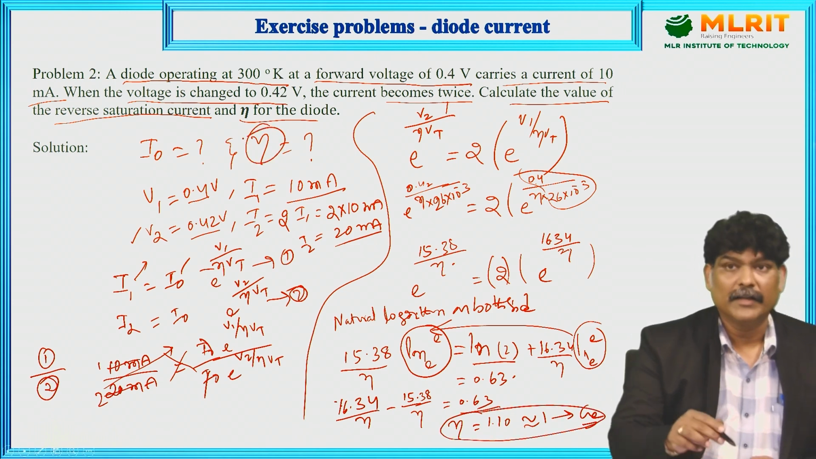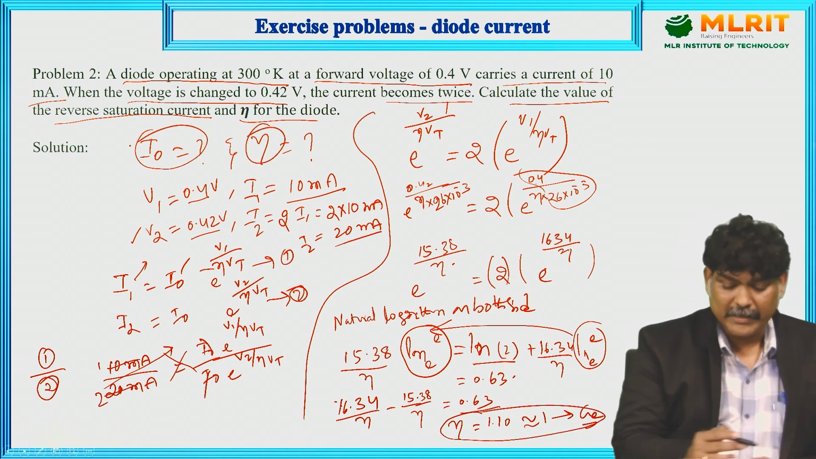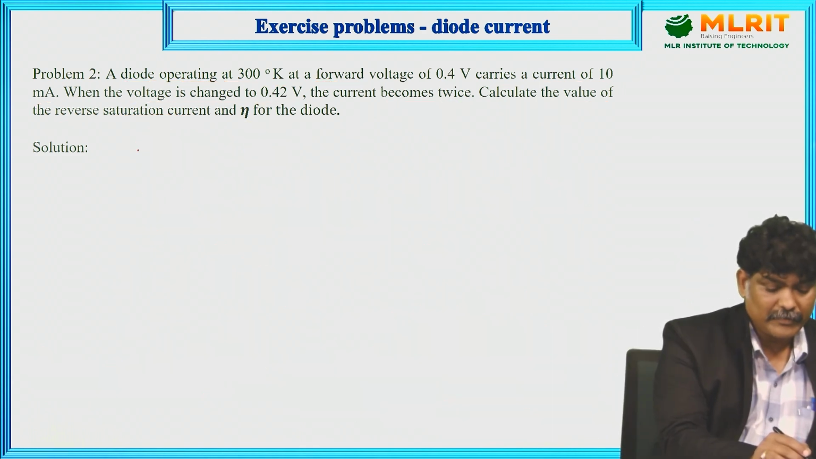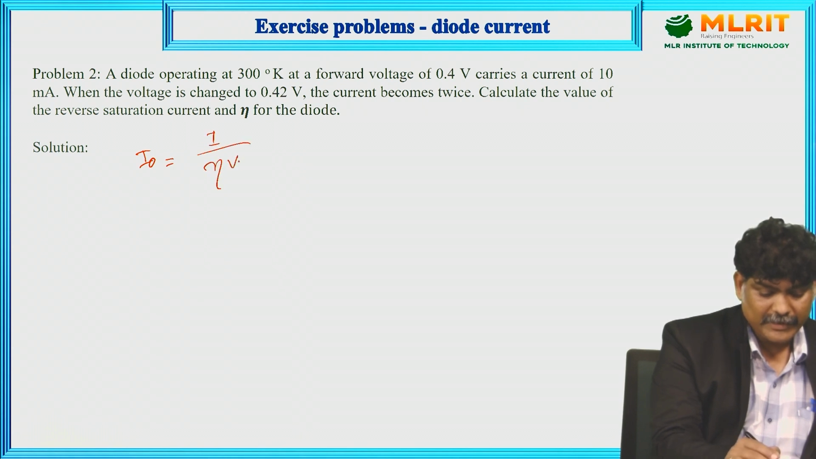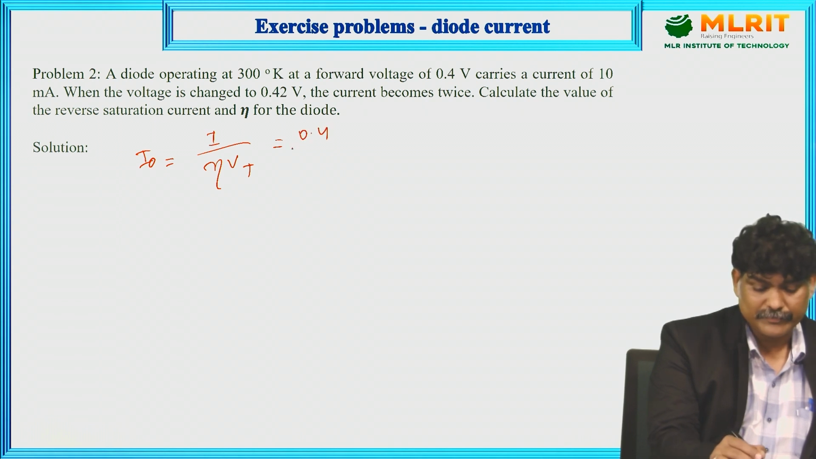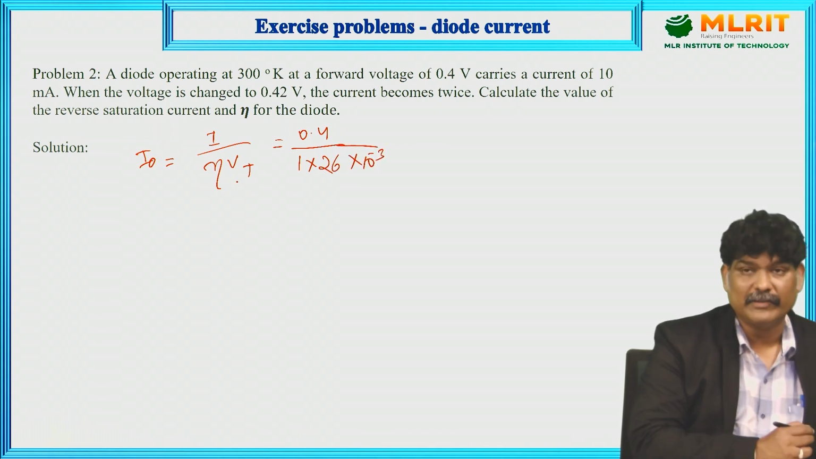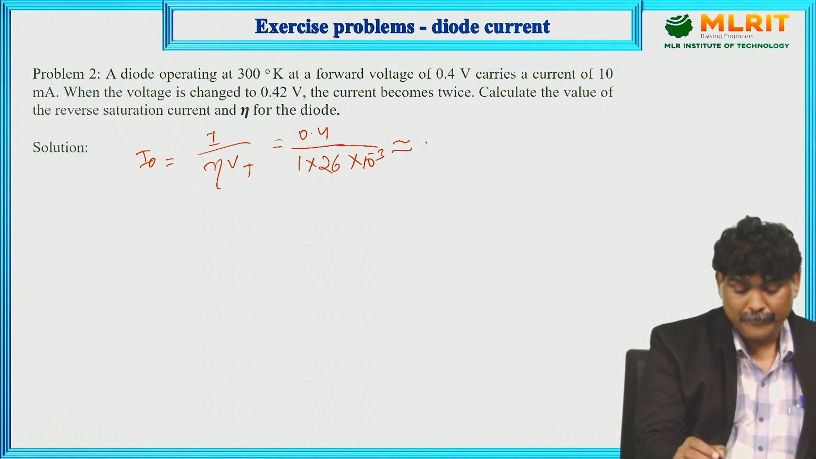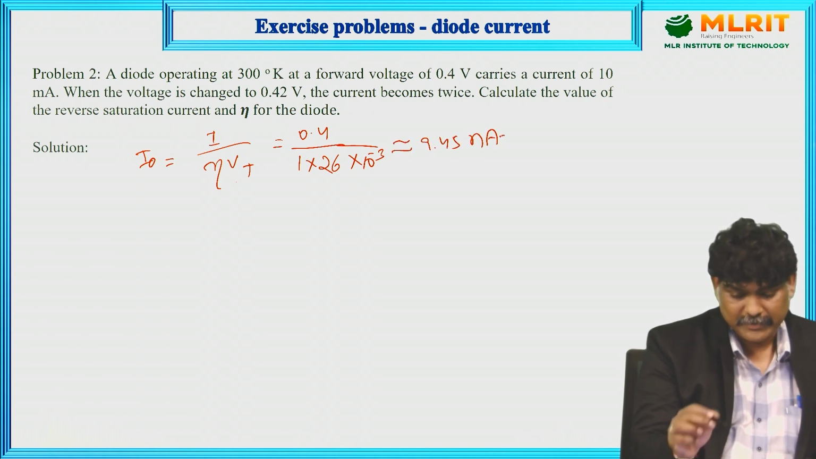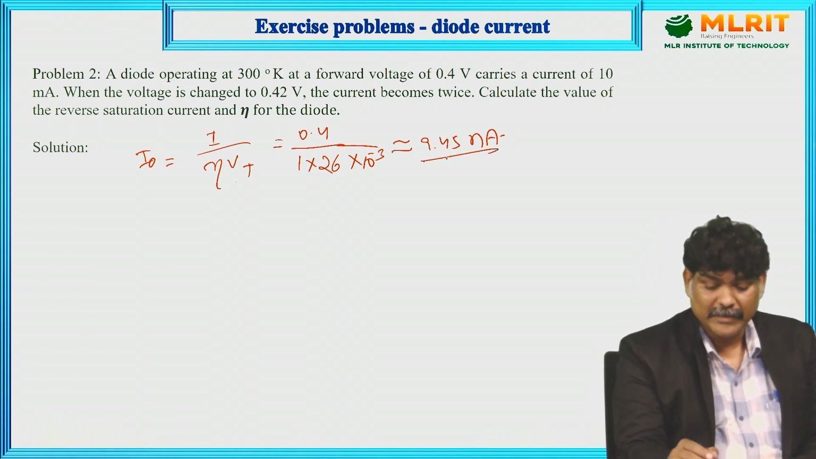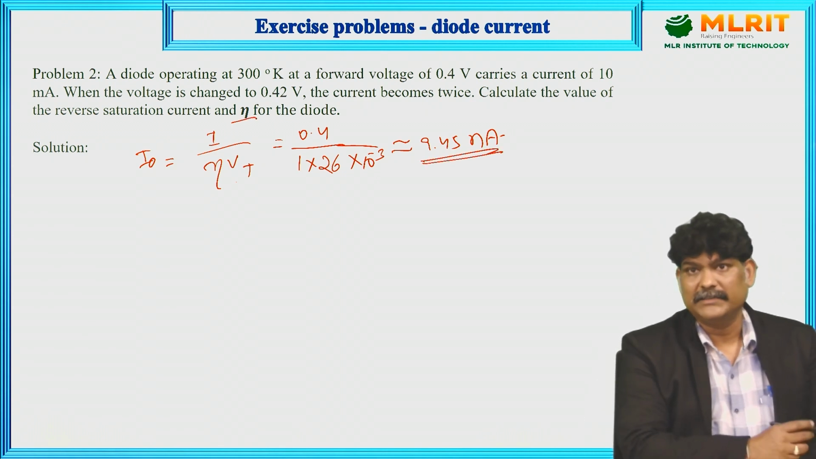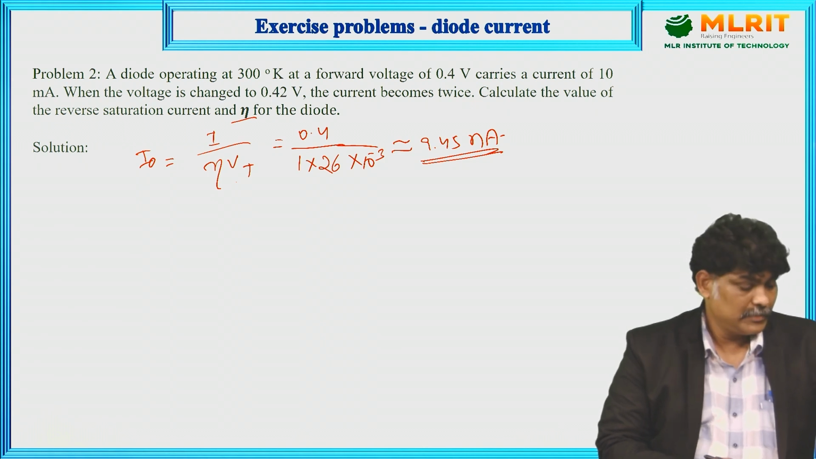Now we have to calculate I0. So directly we can substitute in this. So first we have to calculate now I0. I0 is equal to I by eta Vt. So I value you can take any one, I1 or I2. So 0.4 I1 I take, and this one is 1 into 26 millivolt, which is the volt equivalent of temperature. So this is approximately, you will get 9.45 nanoamperes. So this way you can calculate the reverse saturation current and eta. Simple calculations. So let us do the third one.